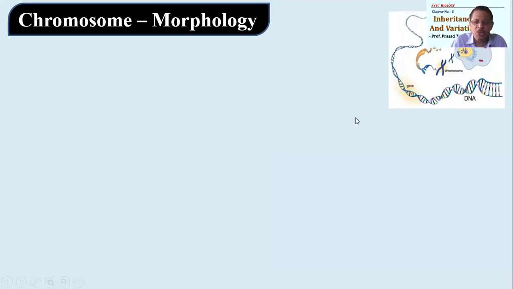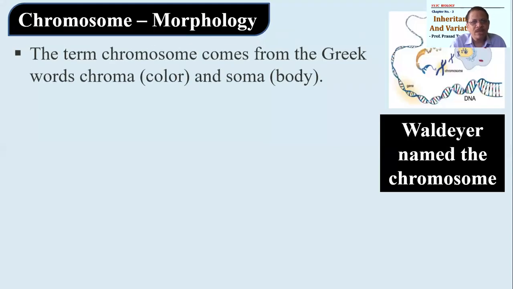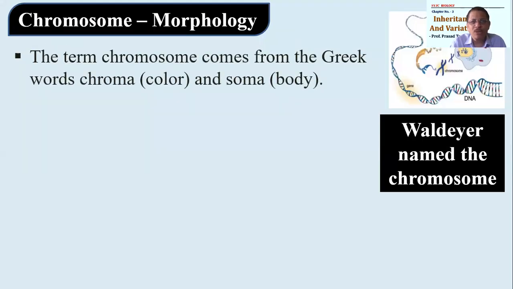Now chromosomal basis. We need to understand the morphology of chromosome. Chromosomes were discovered by Wilder. Rather, we can say they were named by Wilder. Why were they named by Wilder like chromosomes? Because there are two words. Chroma means color, you must be knowing, and soma means body. So chromosomes are the colored bodies.